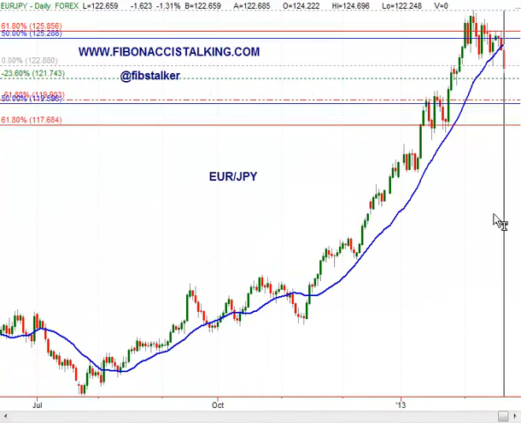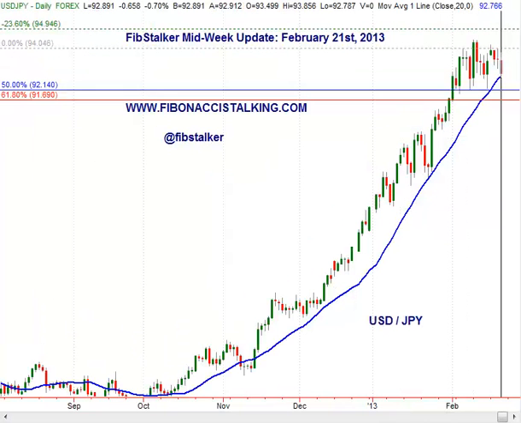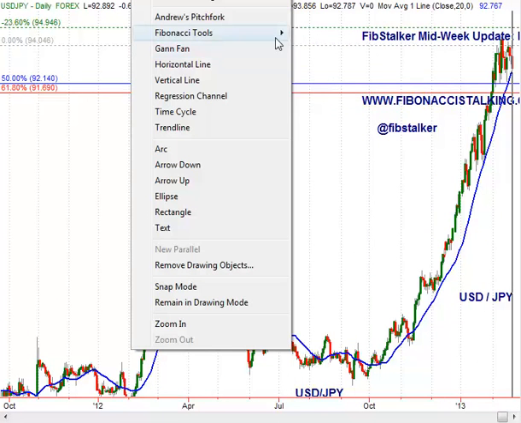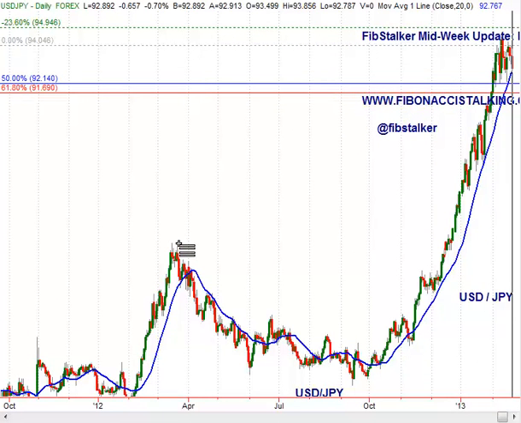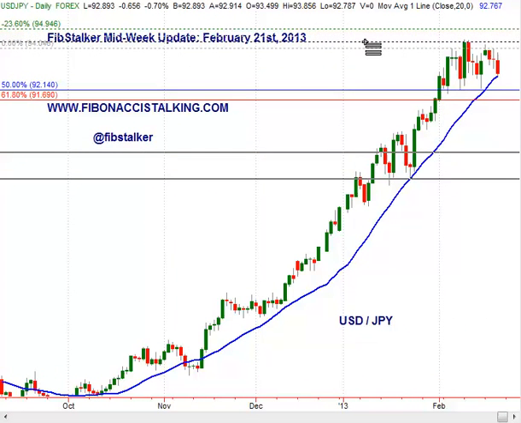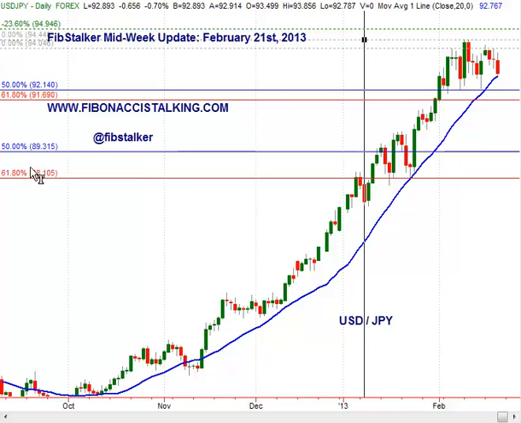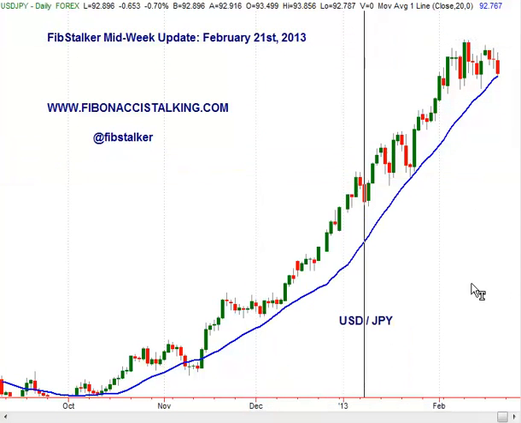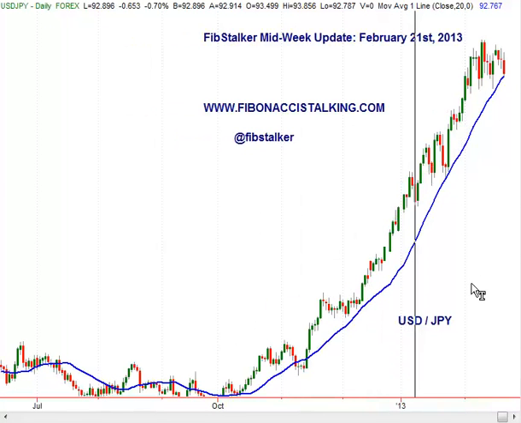Going back again to the US dollar versus Japanese yen, if this 91.60 area is pierced on the downside, then we also have a potential correction here into this 89.40 area, which is going to be an area of support. So I hope this update on these two pairs is interesting and useful. I think there are good opportunities here on both these pairs.